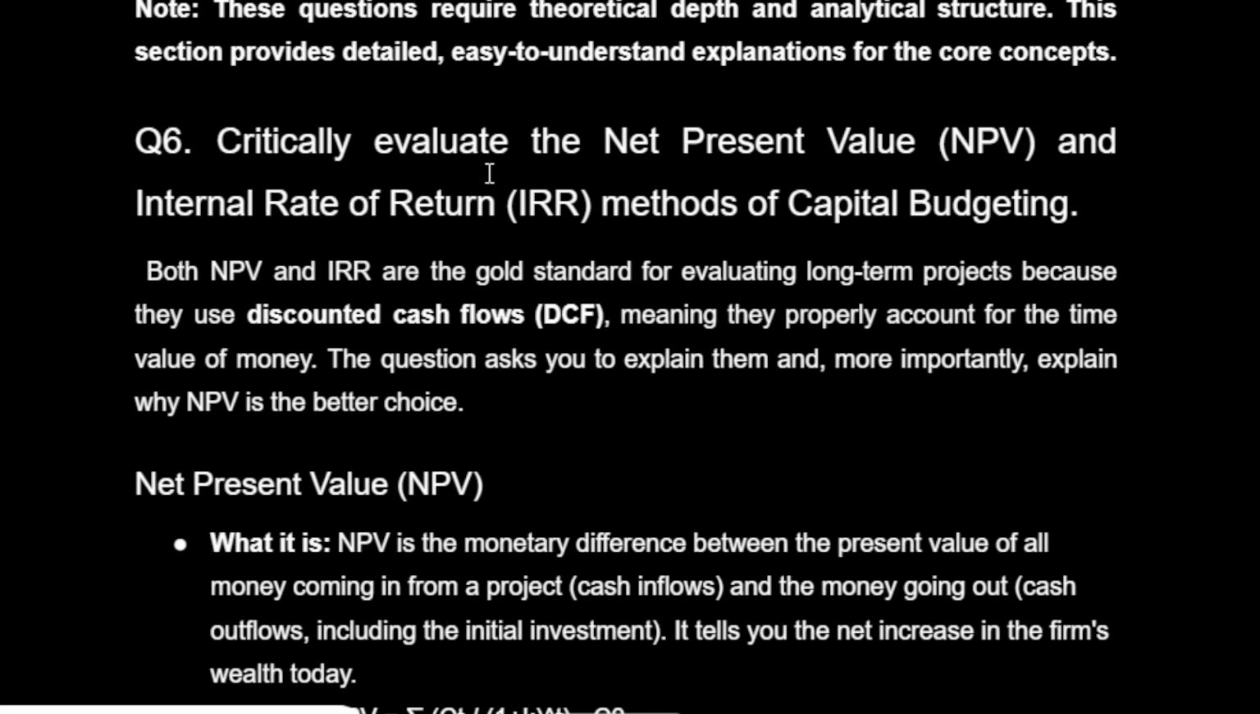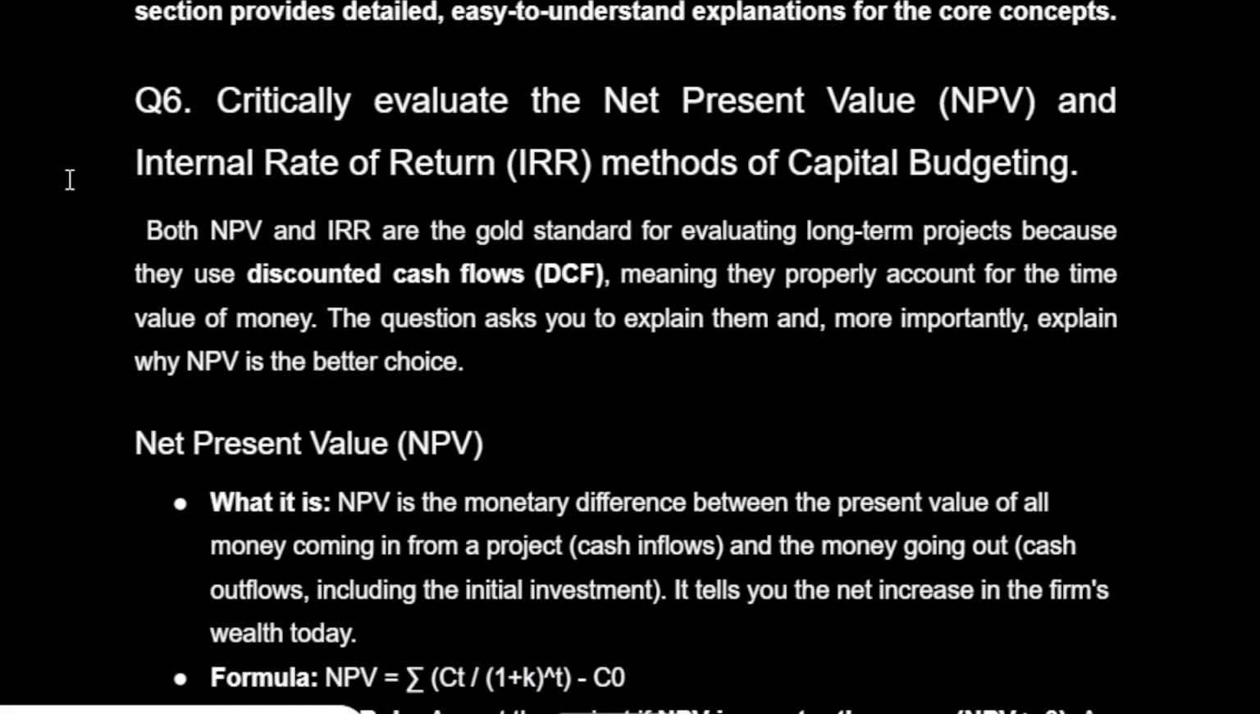Q6. Critically evaluate the net present value (NPV) and internal rate of return (IRR) methods of capital budgeting. Easy explanation. Both NPV and IRR are the gold standard for evaluating long-term projects because they use discounted cash flows (DCF), meaning they properly account for the time value of money. The question asks you to explain them and, more importantly, explain why NPV is the better choice.